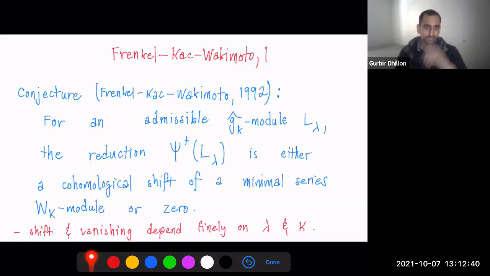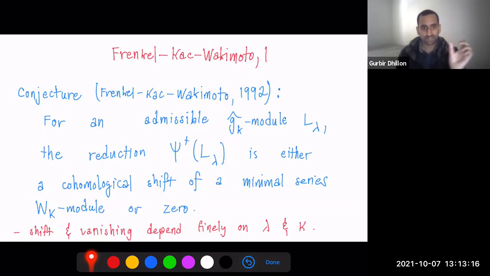And so I think the exact details of what the shift was, the way I've written it here, it's some qualitative statement, but they actually gave, for every single admissible module, a prediction for whether it dies or not. And if it doesn't die, what's the minimal series representation you get and what cohomological degree does it land in? The details of the prediction aren't super important for us right now, but let me just say that the prediction depends in a pretty involved way on the highest weight and on the level.